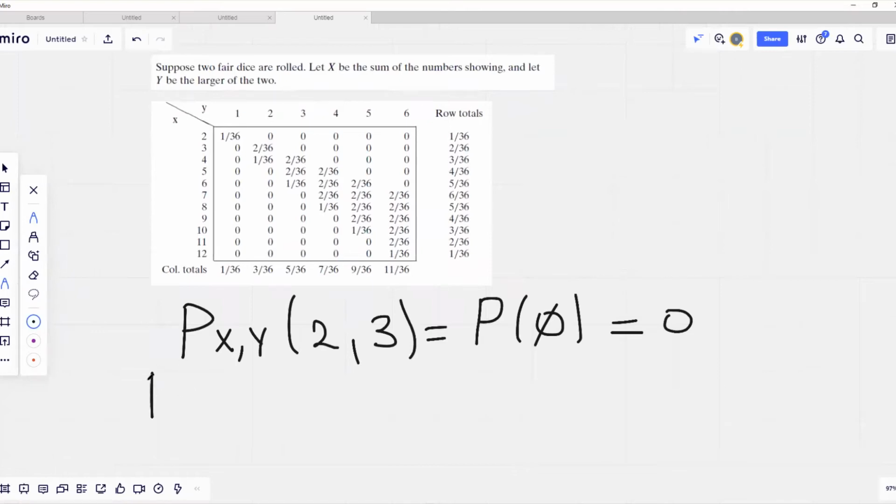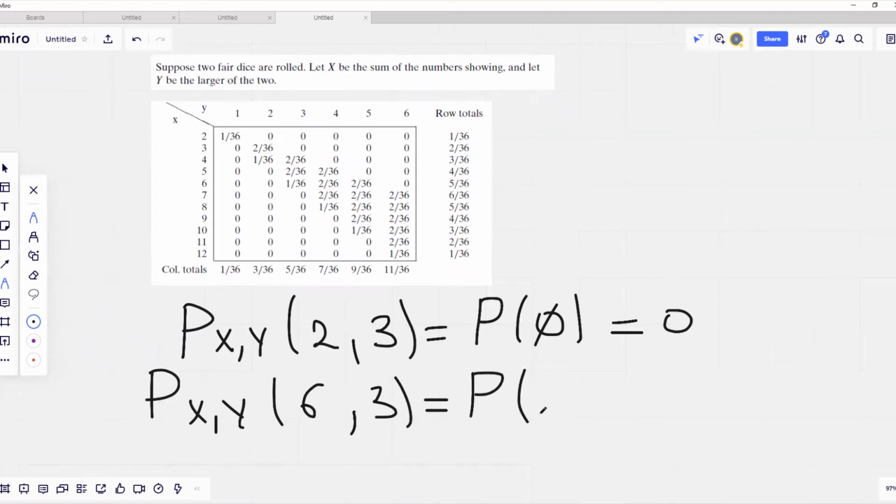If we are looking for the probability that random variable x is equal to 6 and random variable y is equal to 3, then there is only a single outcome where we have the number 3 on both of the dice. So that is going to be equal to 1 over 36.